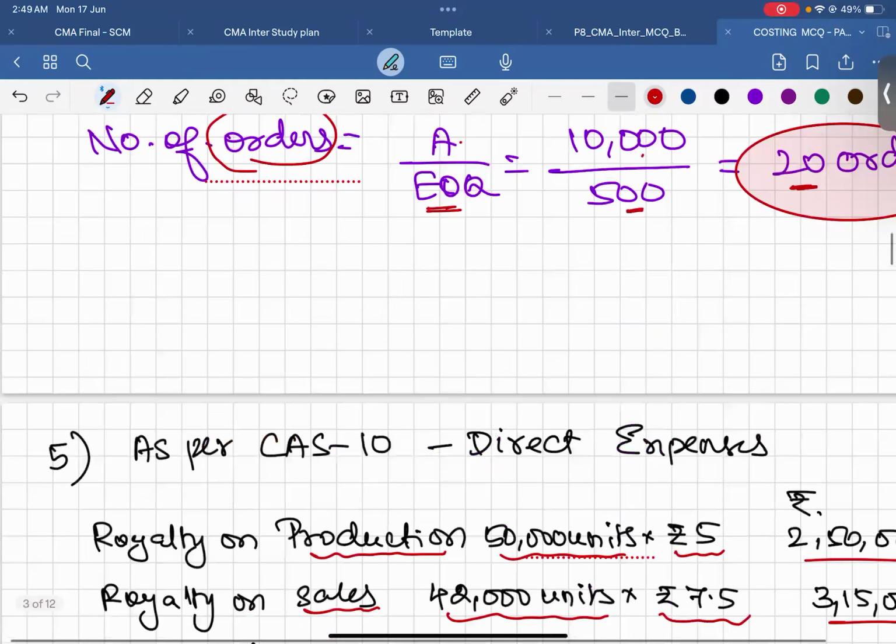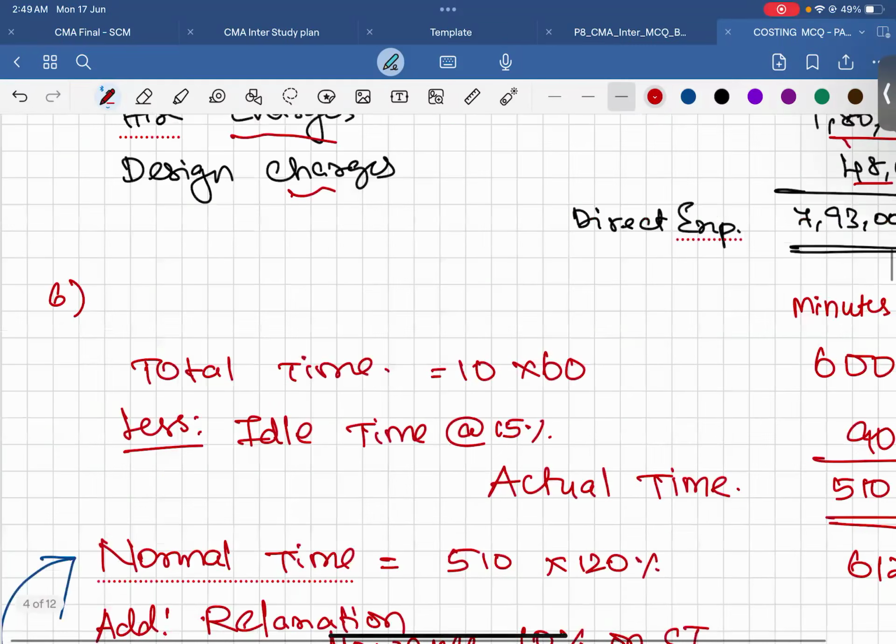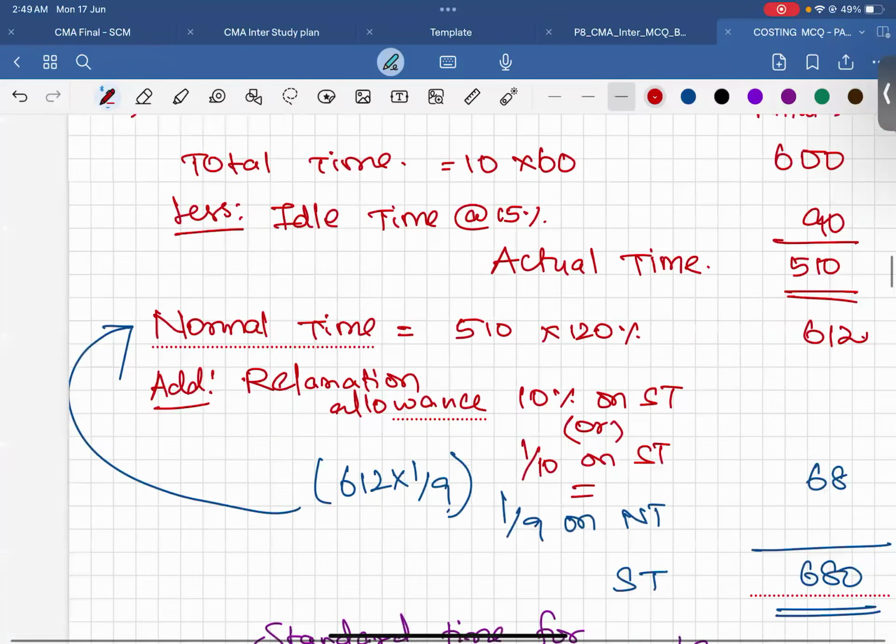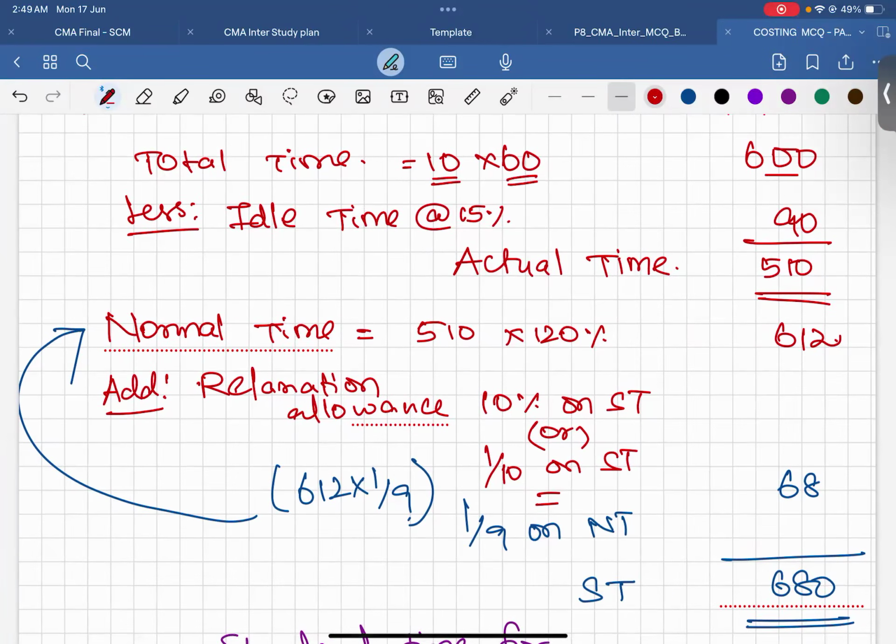Whenever that question arises, first step, find out the total time. That is 10 hours, so total into 60 minutes, it will become 600 minutes. On that, idle time is 15%, so the actual time, that is efficiency is 85%. That is your actual time. On that, you need to calculate the normal time. For that normal time value, you need to take actual time into performance rating. That is 120%, which will give you 612.